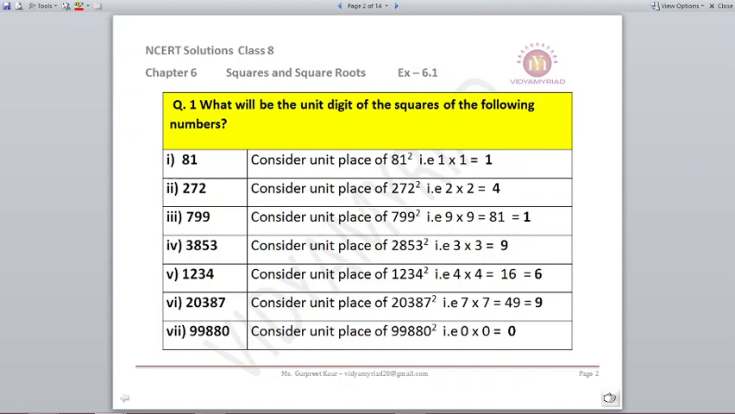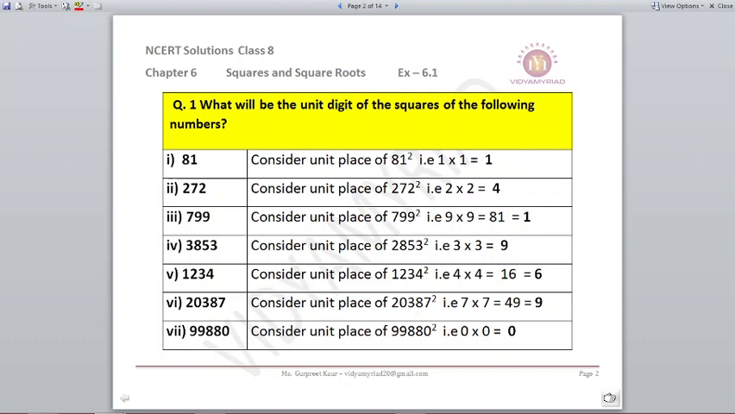So what we are going to do is, we don't have to multiply 81 into 81 or 272 into 272. Since we have to just find out its unit place, we will pick 1. Like 81, what is the unit place? 1. We will do 1 into 1. What are we getting? 1. So 1 will be at its units place. 272. So just multiply 2 into 2, which is there in the units place. It comes out to be 4. 799. Now here 9 into 9 is 81. So 1 is in the unit place and 8 is in the tens place. We need to consider only unit place. So answer will be 1.